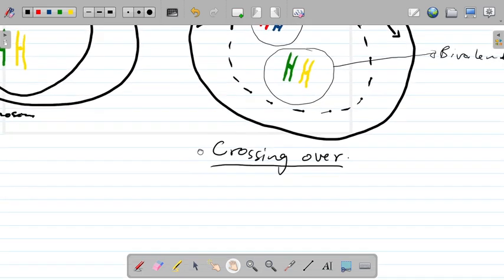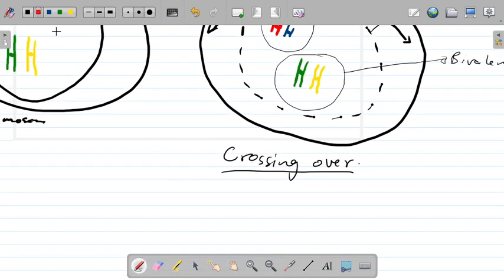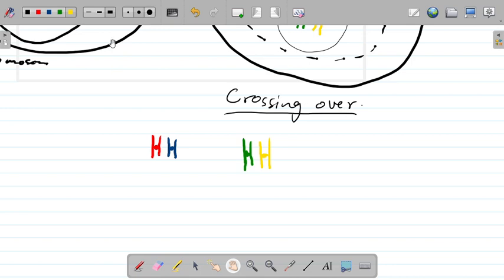What happens in crossing over? Now, let's draw them down here to see what happens. We have this one and its homologous partner. And then we have that other one with its homologous partner. These are the bivalents. Now, the inner chromatids will overlap during crossing over.